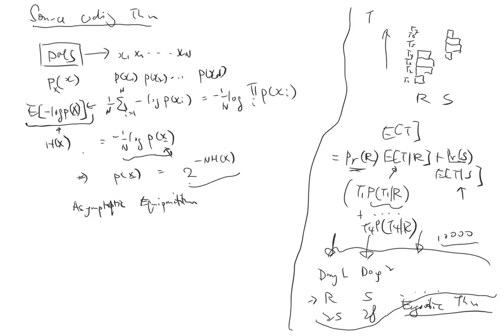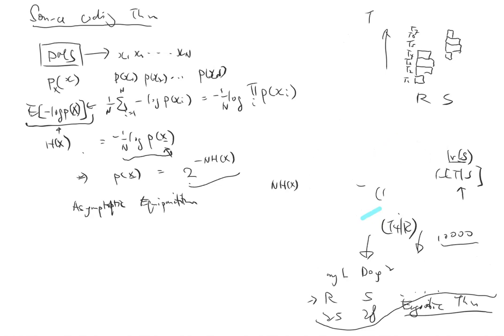I want to make it more concrete this time. So it's basically repeating some things we said here, but I want to define something known as a typical sequence.